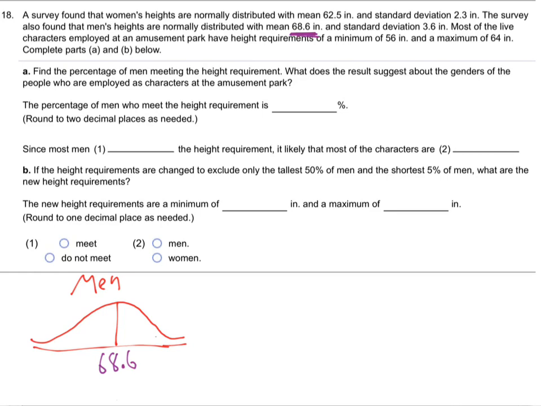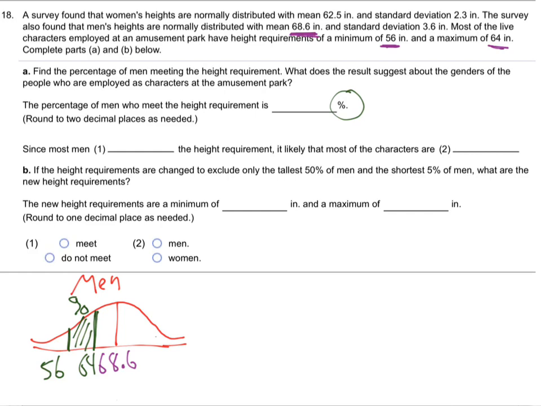68.6. And what are they saying? 56 and 64 are the minimum and maximum, yeah. So they want me to go from those two numbers, here to here, from 56 to 64, and they want that percentage. Is that making sense, what I'm drawing on there? I put the middle for the men, and they want to know what percentage of men are within the minimum and maximum height requirement for those costumes. From 56 to 64, which are both below average. Only shorter men are going to be able to do that. And they want to know what percentage.